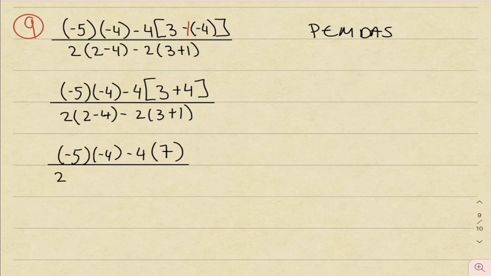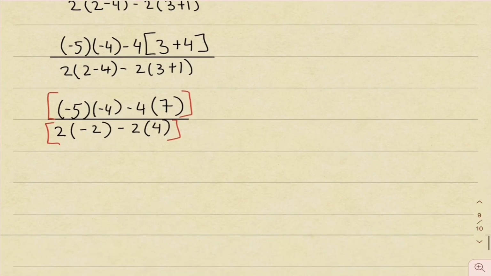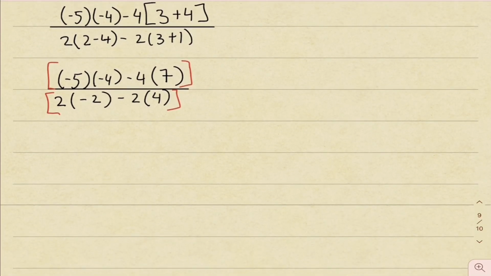over 2 times what's 2 minus 4 is negative 2 minus 2 times what's 3 plus 1 is 4. Don't forget, first we have to take care of the top and the bottom before we go ahead and divide this. So on top I have multiplication and subtraction, so I'm going to multiply first. I have negative 5 times negative 4, that's positive 20. And then I have negative 4 times positive 7, negative 28.